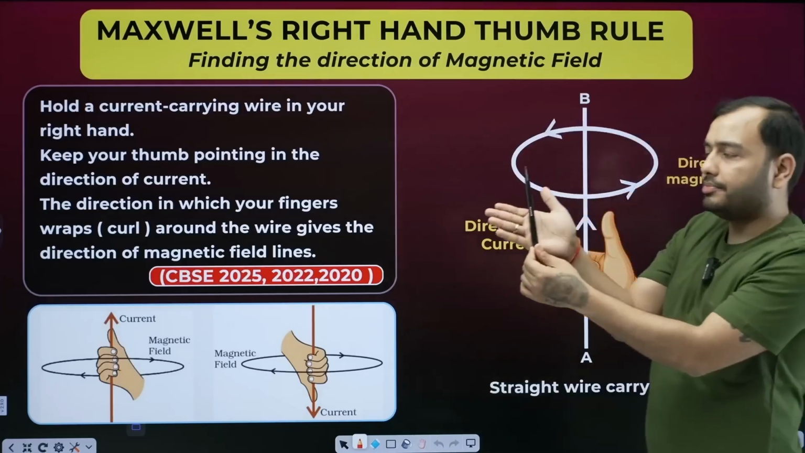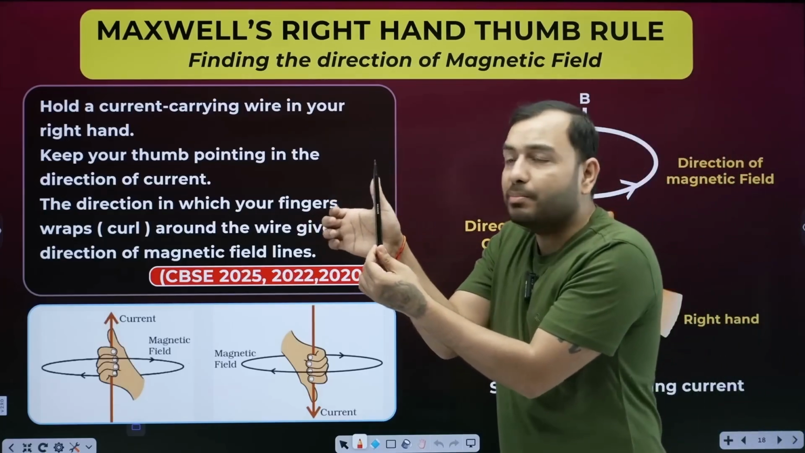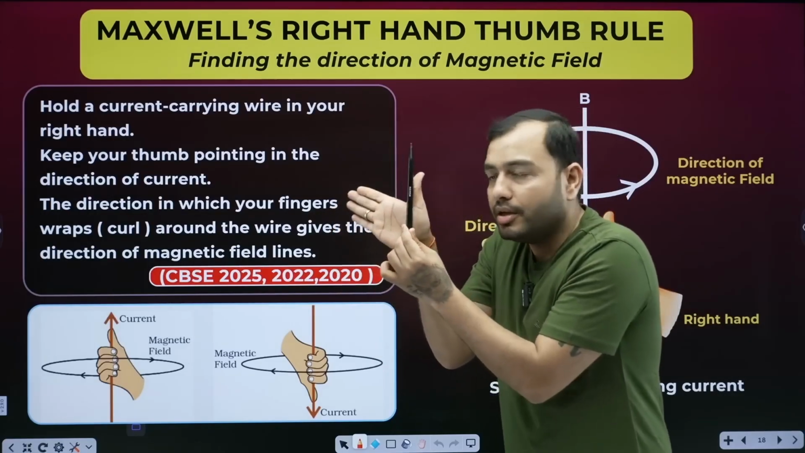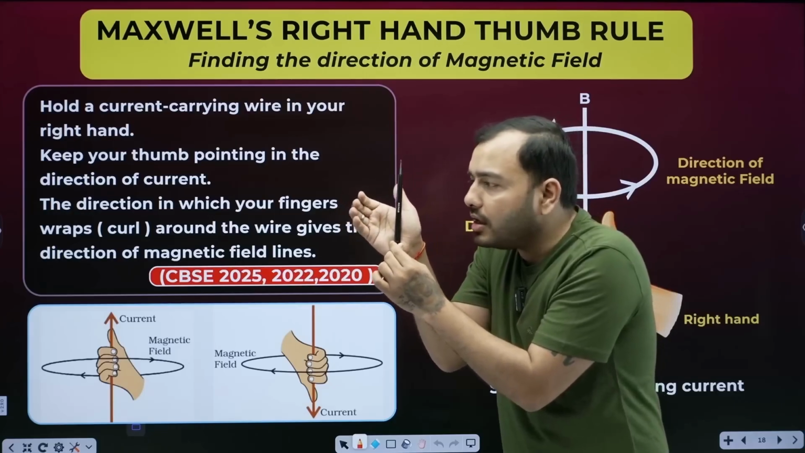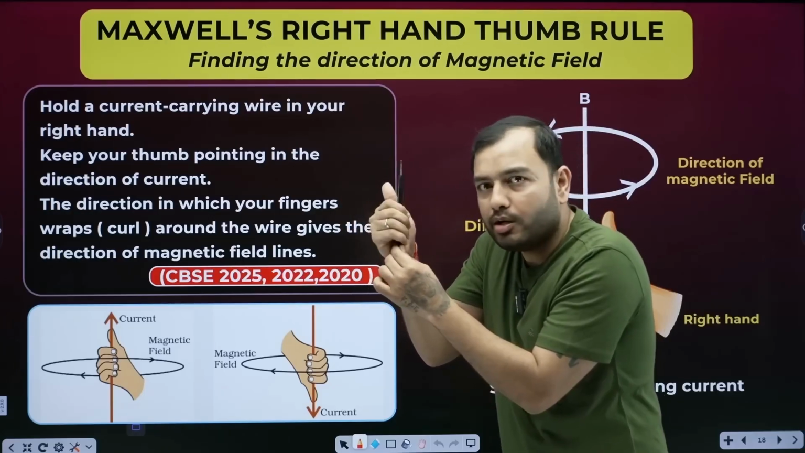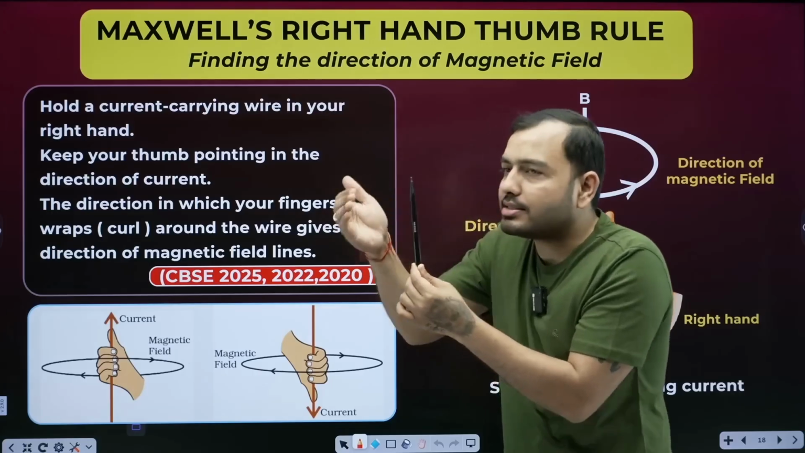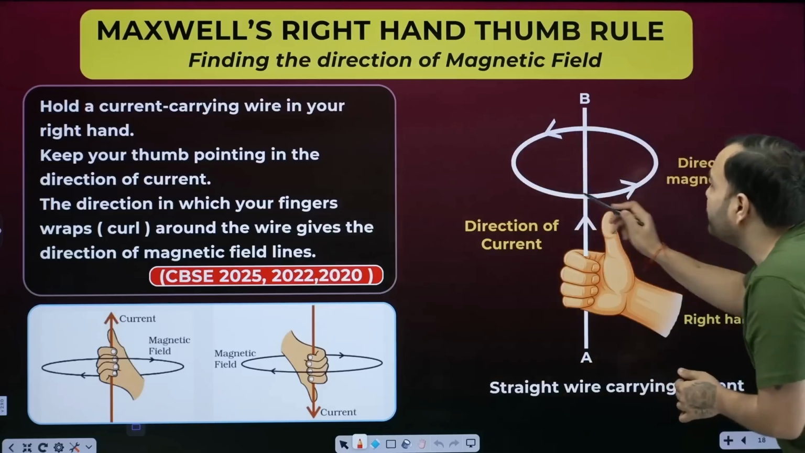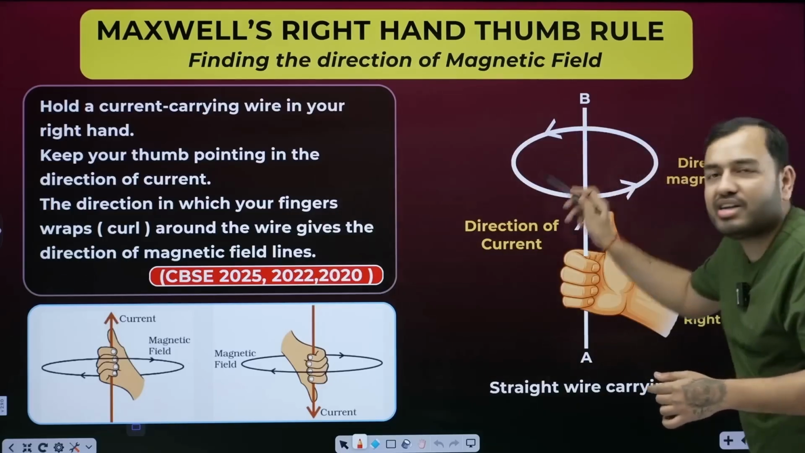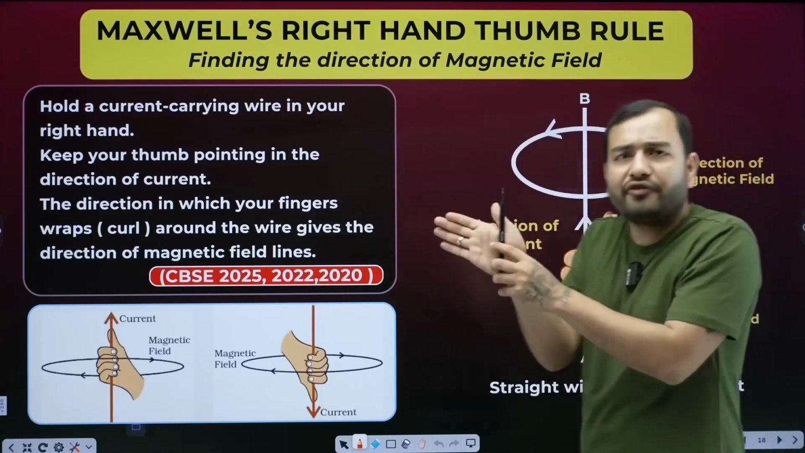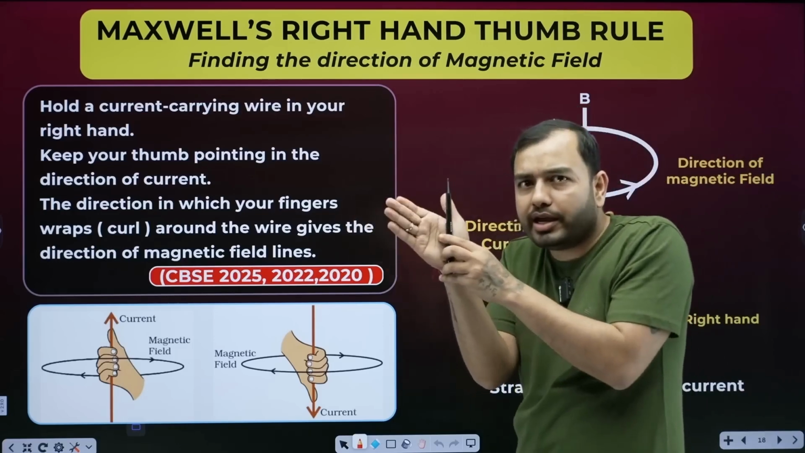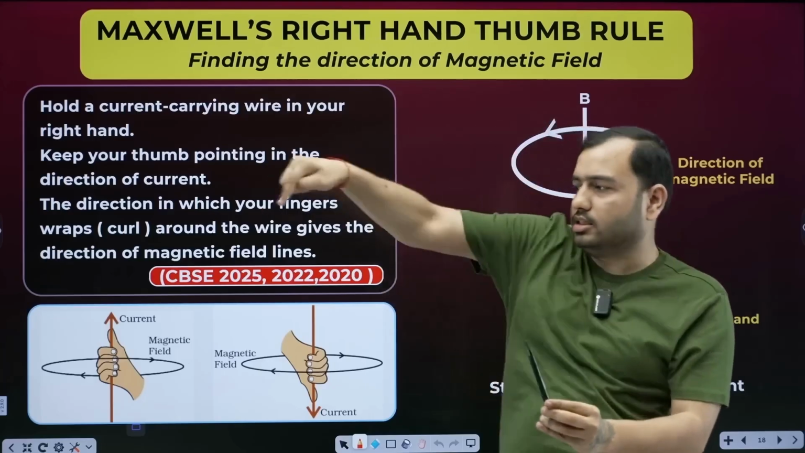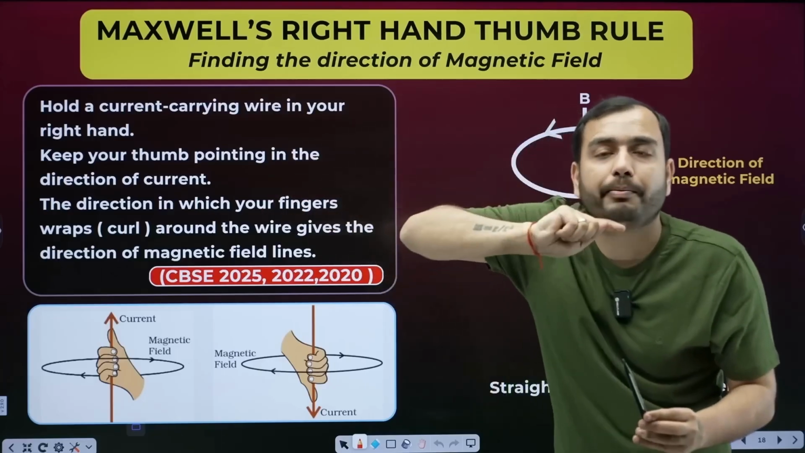This is a current carrying wire. I held it with my right hand. And where is my thumb? In the direction of the current. The direction in which my fingers curl, rotating like this, is the direction of the magnetic field. I will get a magnetic field like this. What is this? A circle. So the magnetic field is different at every place. Look here, where I am now. Like this, a circular magnetic field.